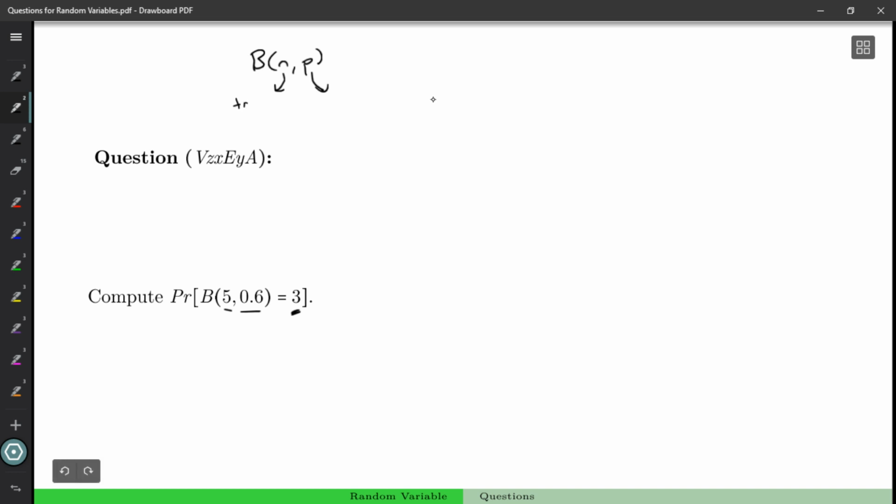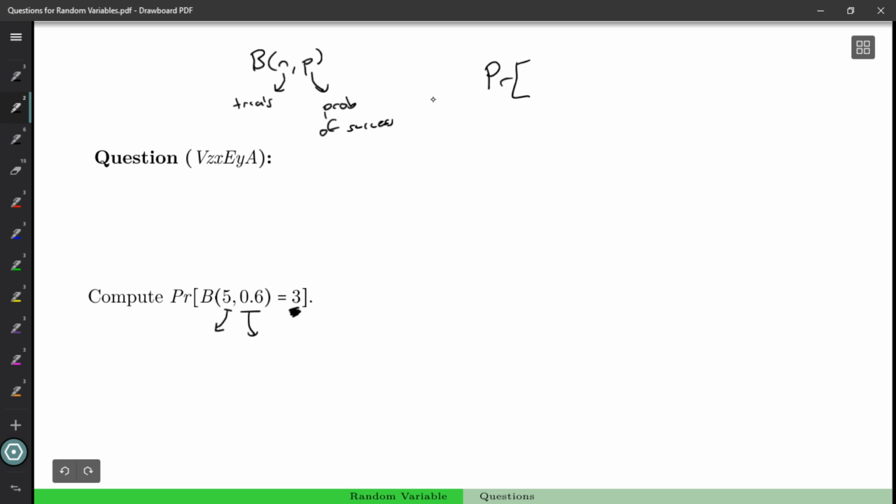So n is the number of trials, p is the probability of success. Here I can read this: we're doing something 5 times, and the one of the two outcomes we're interested in, the one we want to count, happens with probability 0.6. That's the probability for that. And we're interested in getting exactly 3 successes.